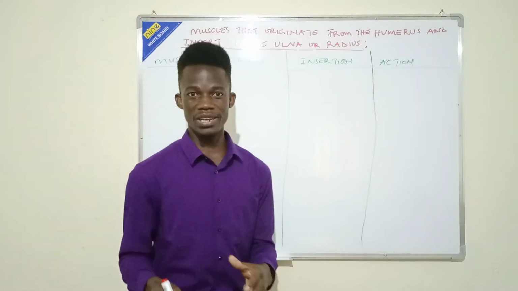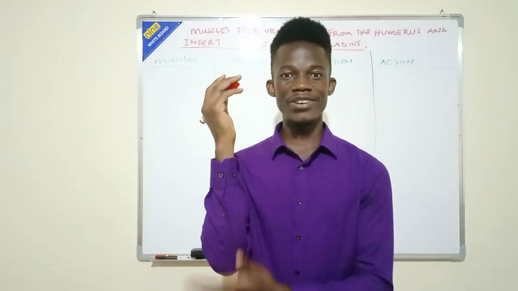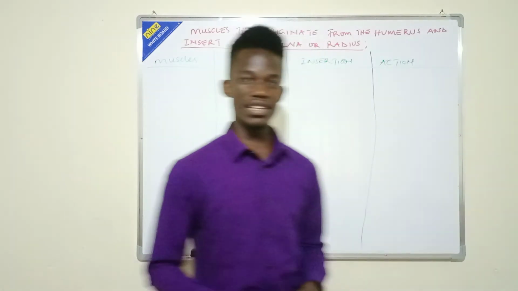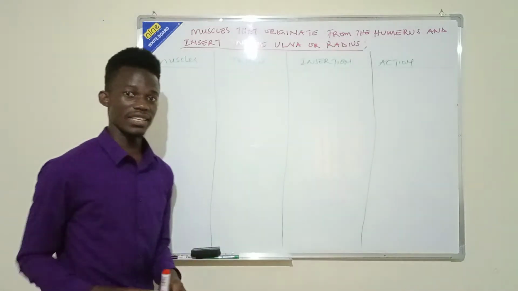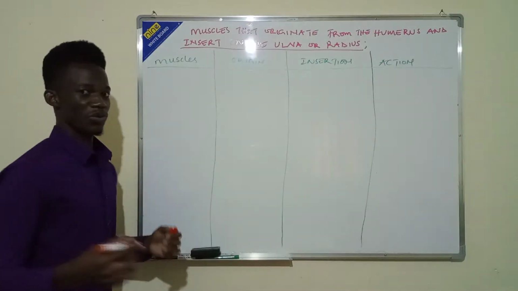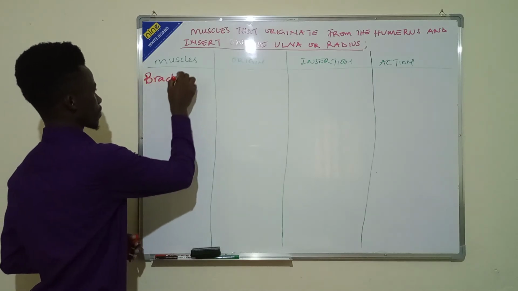In simple terms, all these muscles have their action towards what we call the elbow joint. If not the elbow joint, then their action will be towards the forearm, because those are the bones that they attach onto. And the first muscle we begin with is known as the brachialis muscle.